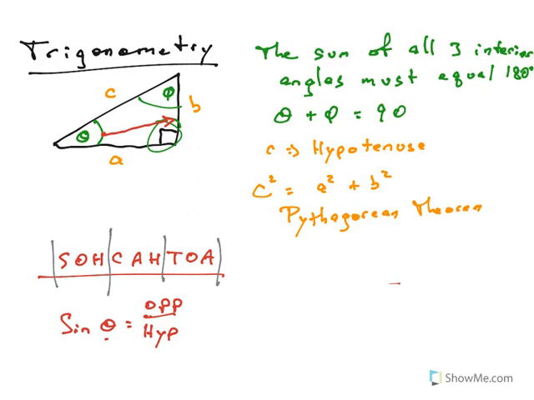So the other relationship, the Ka part, says cosine of theta is equal to the adjacent side over the hypotenuse. So just remember, adjacent means next to. And then the last, Toa, says the tangent of the angle theta is the opposite side over the adjacent side.